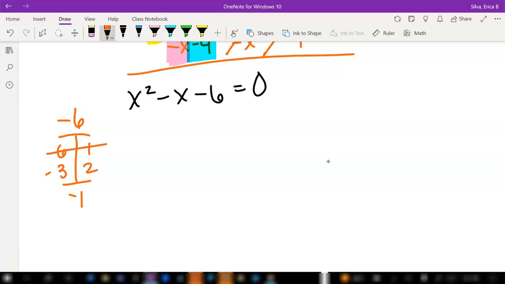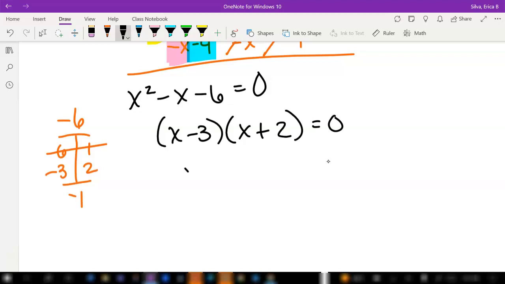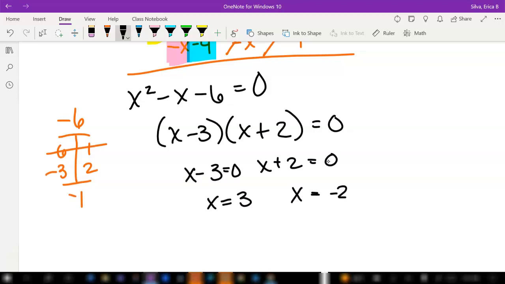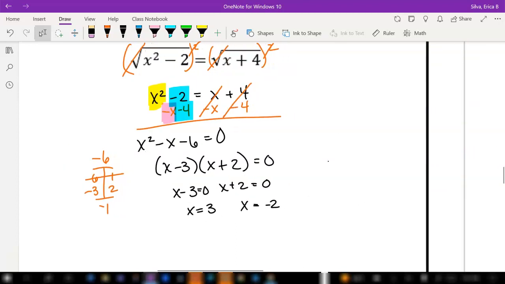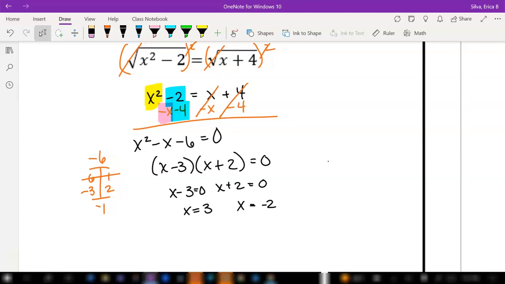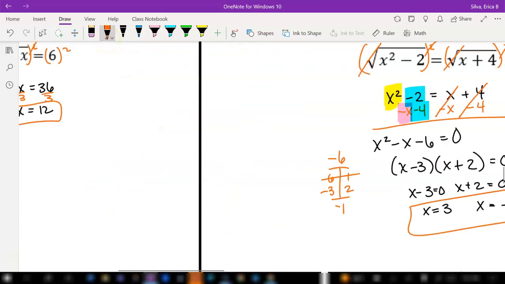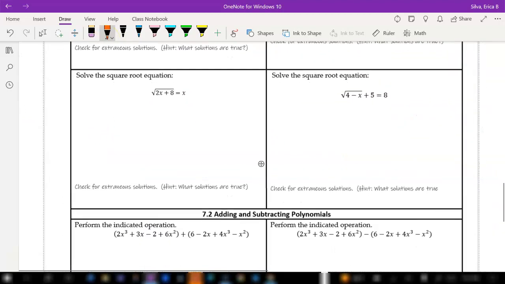3 and 2, that works. We need the negative to be with the 3. So then we have x minus 3, x plus 2. And then we set each one equal to 0. X is equal to +3, and x is equal to -2. So both of those will give us the same solution. So these are our two solutions. All right, let's move on to the next one.